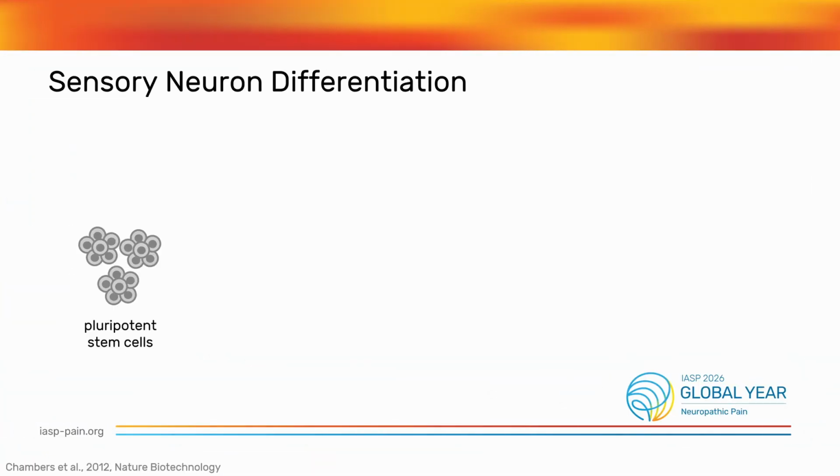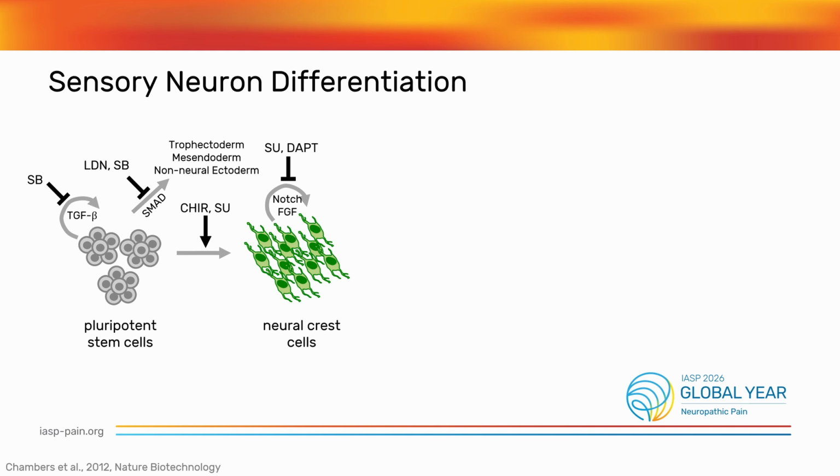One influential protocol published by Chambers and colleagues in 2012 describes a small molecule-based approach to generate sensory neurons from pluripotent stem cells. To date, this is the most used and modified protocol for the generation of sensory neurons from human iPSCs. Here, pluripotent stem cells are first driven towards a transient neural crest cell identity by bypassing alternative fates such as trophectoderm, mesendoderm or non-neuronal ectoderm, before then initiating a sensory neuron identity.